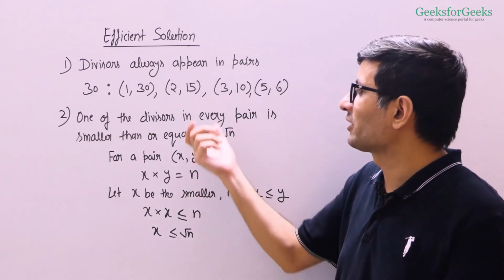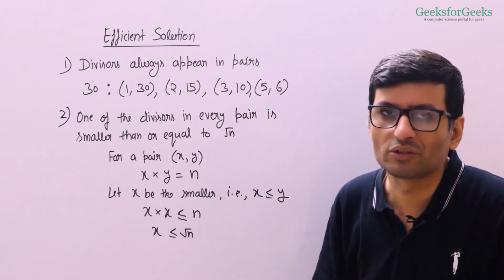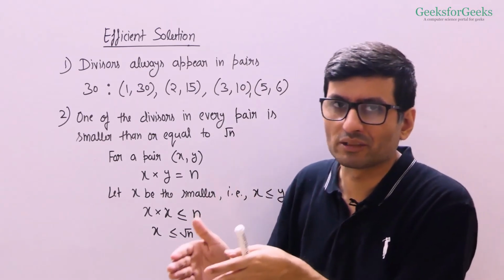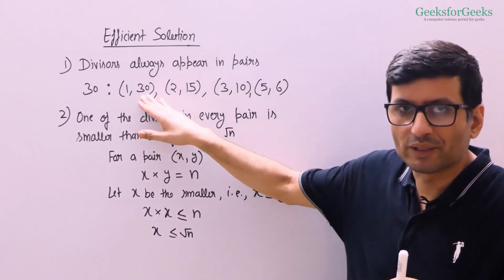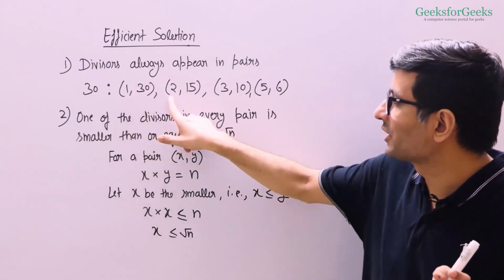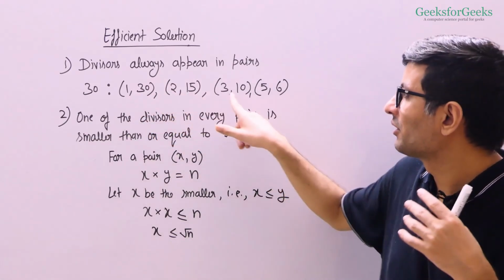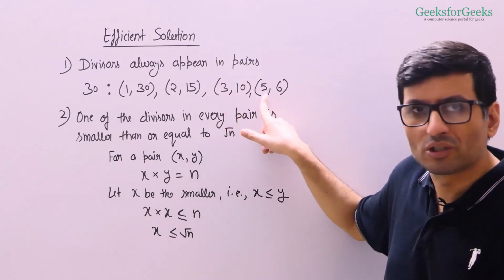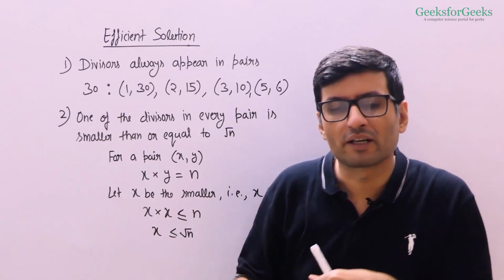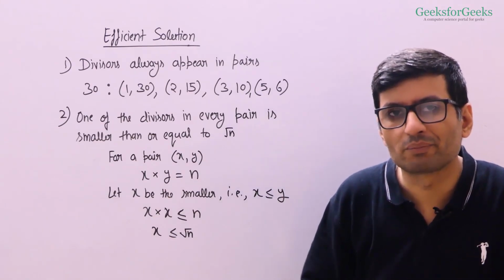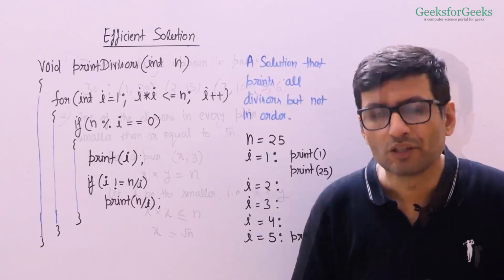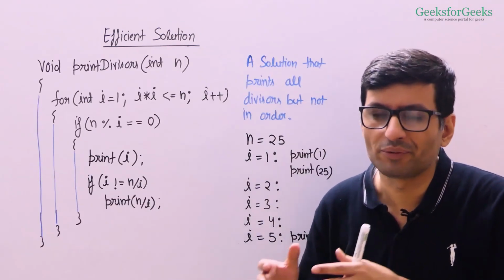So for example, if I take 30, 30's square root is going to be 5 point something. If I take the floor of the square root, it will be 5. So if I traverse from 1 to 5, I'll find one divisor among all the pairs. So 1 is there, 2 is there, it's smaller than 5, 3 is also smaller than 5, and 5 is equal to 5. So I can find one divisor in every pair. Now try to use this idea and try to print all the divisors of a number in time complexity square root of n. Here is the implementation of the ideas that we just discussed.